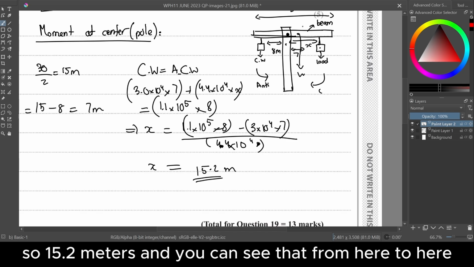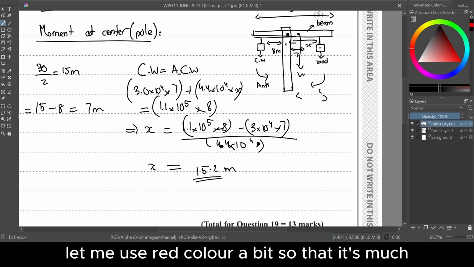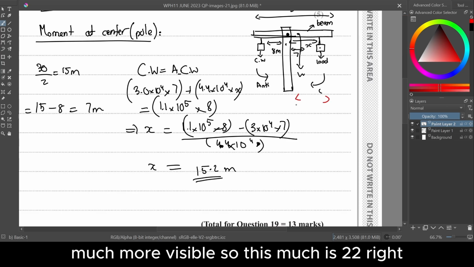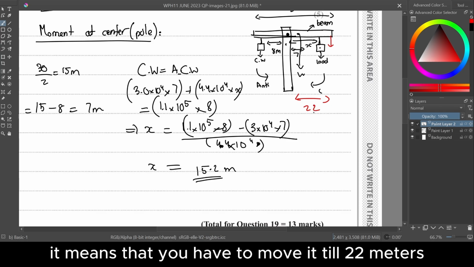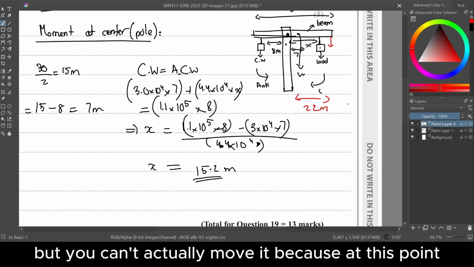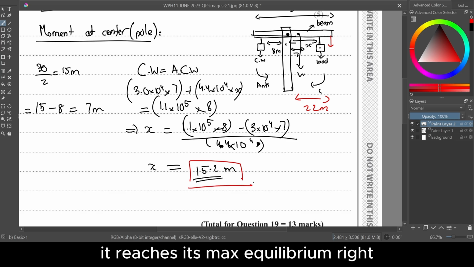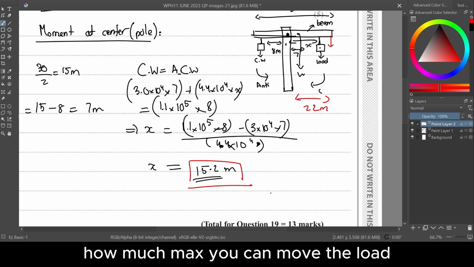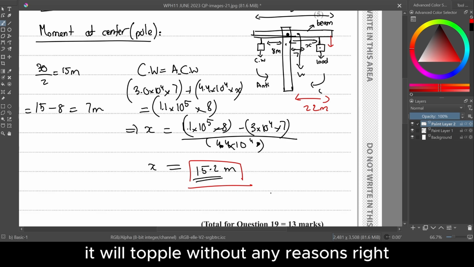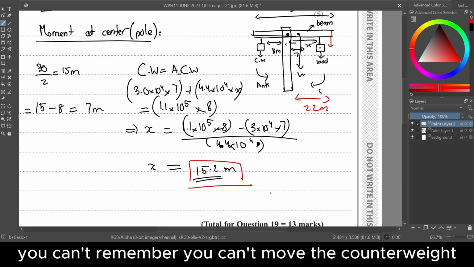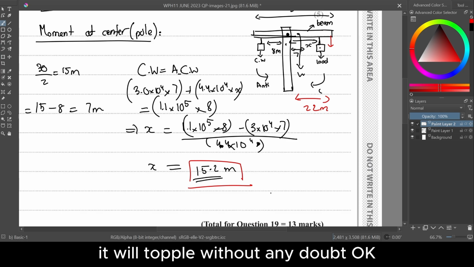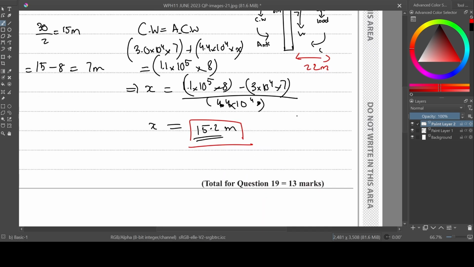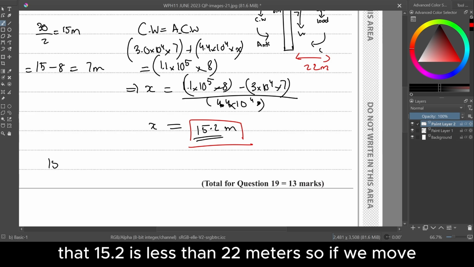You can see that from here to here, so this much is 22 after you minus 8. So till the end, you would have to move it 22 meters, but you can't actually move it, because at 15.2 meters it reaches its max equilibrium point, how much max you can move the load. If you move further than that, it will topple. Remember, you can't move the counterweight. If it exceeds 15.2 meters, it will topple without any doubt. You simply write that 15.2 is less than 22 meters.